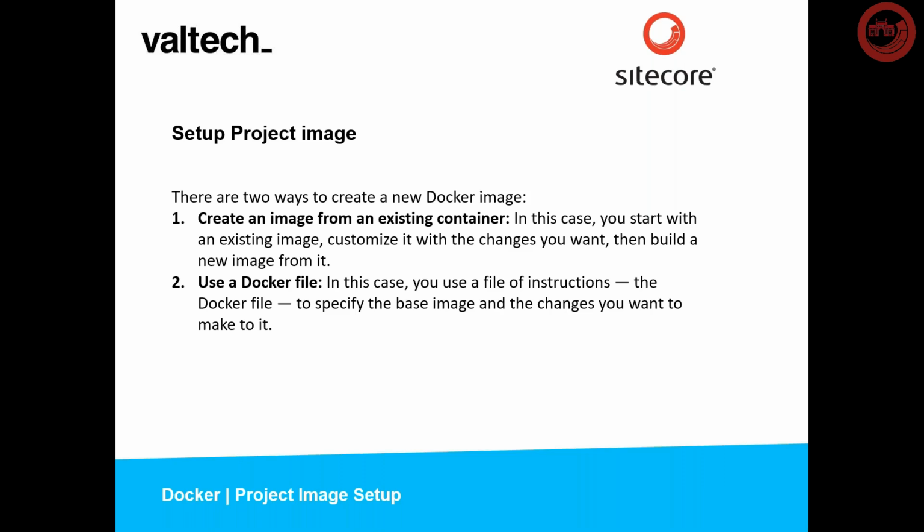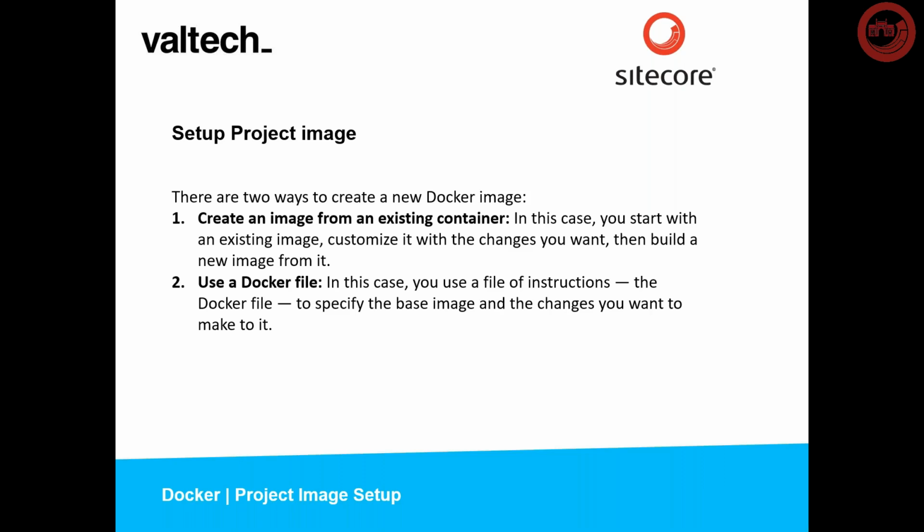There are two ways of creating the project image. The first one is creating an image from an existing container. In this case, once you have a vanilla instance up and you publish your solution, the running container itself you can use to create another image. In the image that you create, you will have both the changes: your vanilla instance as well as project specific changes.